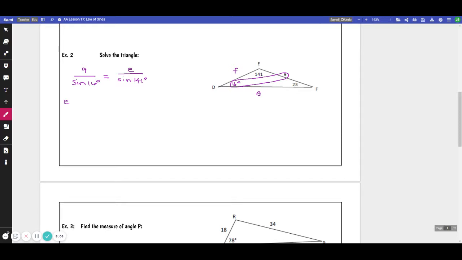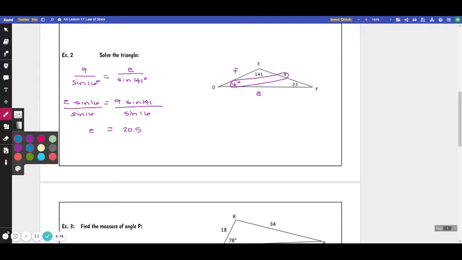Let's do the E first because I like it in front. E times sine of 16 equals 9 times sine of 141. We multiply the two diagonals and set them equal to each other. That's how we solve a proportion, which is two equal fractions, and then divide by sine of 16. So I get E is equal to 20.5, using my calculator to evaluate that.